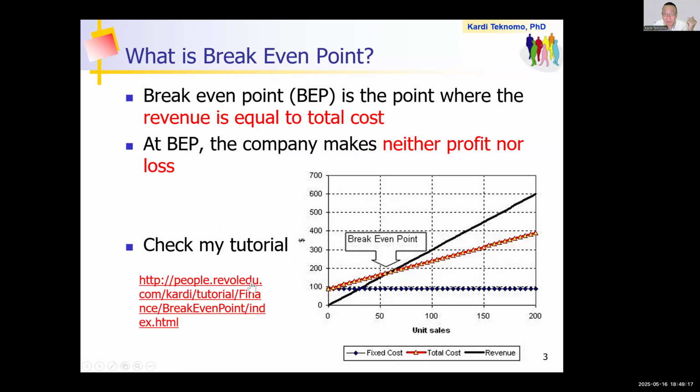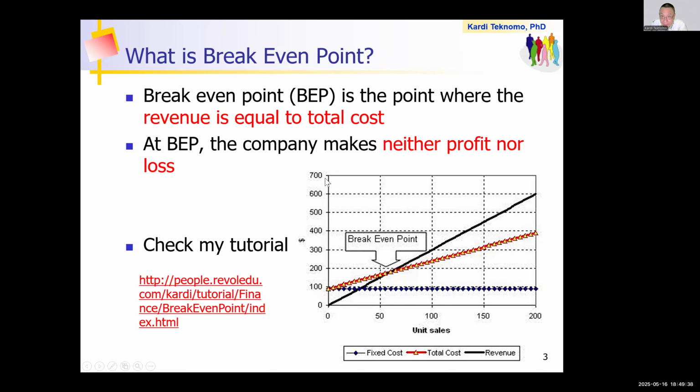So what is break-even point or BEP? It is the point where the revenue is equal to the total cost, right? So this is the unit sales in the horizontal axis.